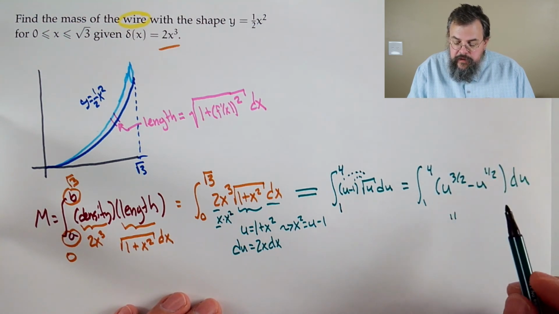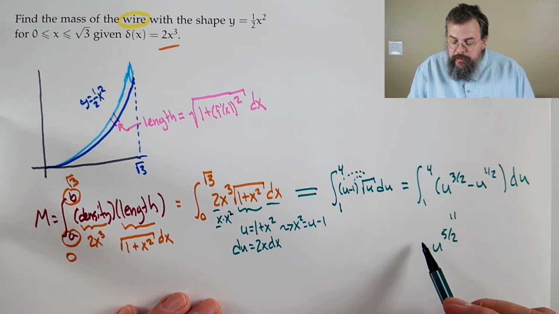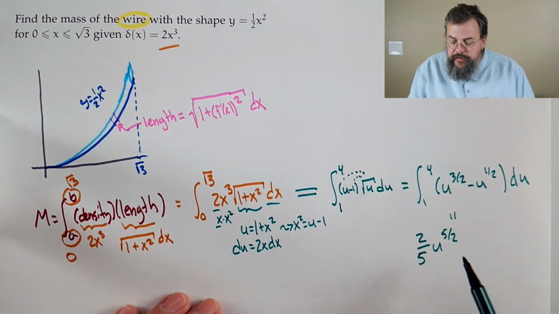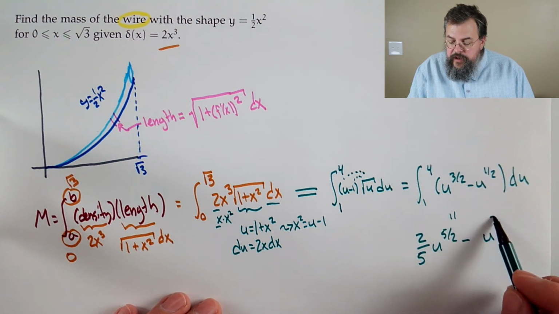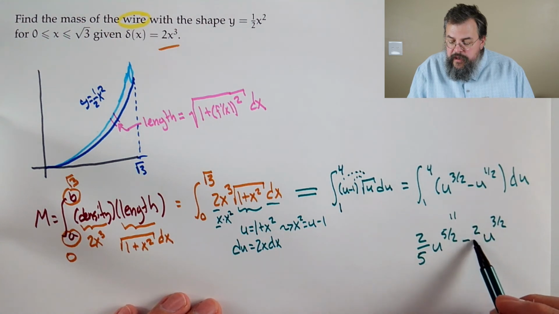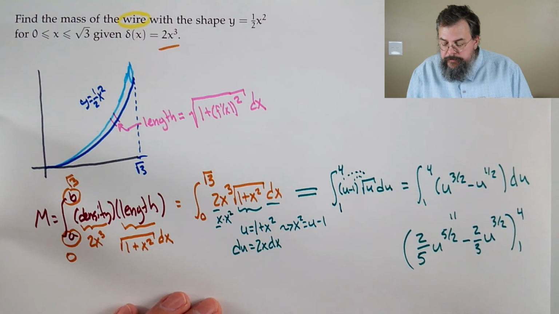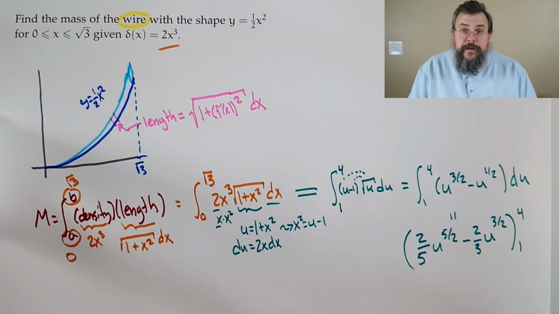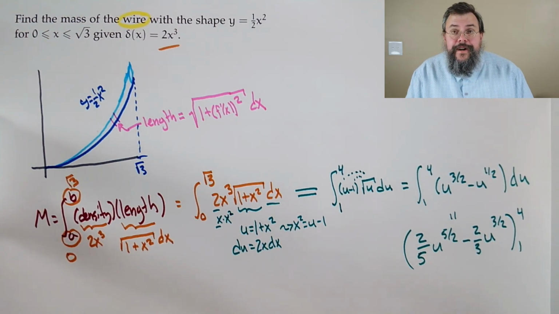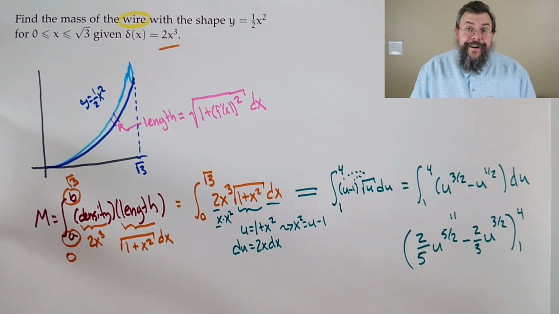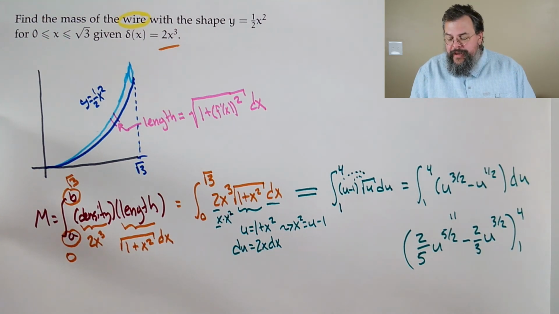So we can integrate u to the 3/2. Well, that's u to the 5/2, multiplying front by 2/5. And now subtract u to the 1/2, that's u to the 3/2, multiplying front by 2/3. And we can evaluate from 1 to 4. Well, this is going to be some interesting numbers, but at least we're getting there. All that's left, there's some algebra here, some arithmetic.